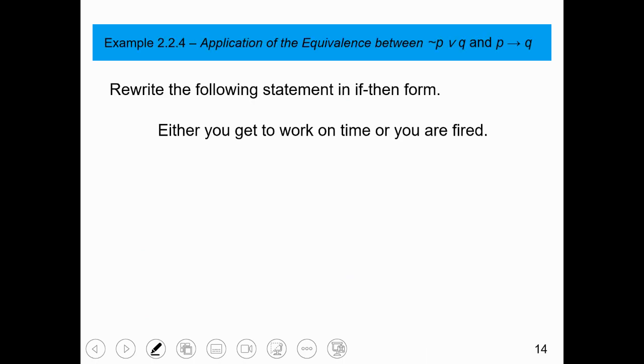Okay, so let's rewrite the following statement in if-then form. It says either you get to work on time or you are fired. There's no if and there's also no then in this statement. So how do we turn it into an if-then statement? Either you get to work on time or you are fired.